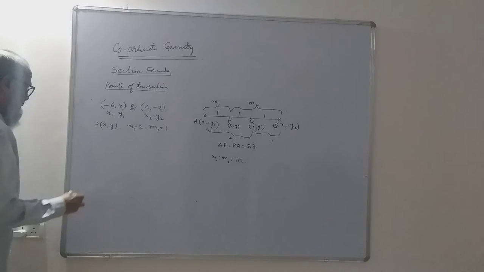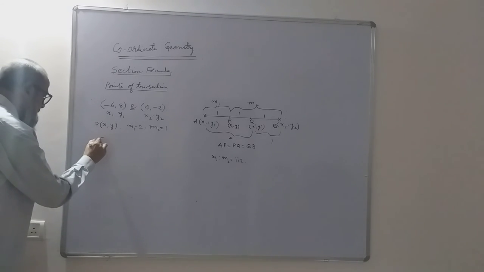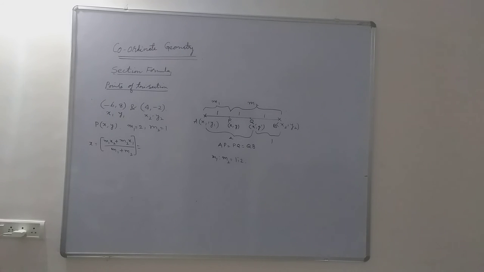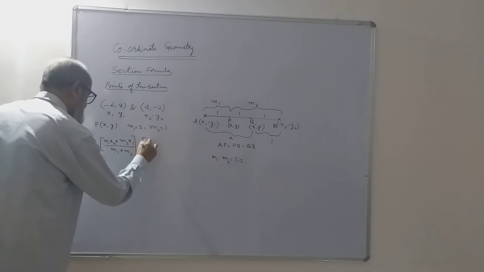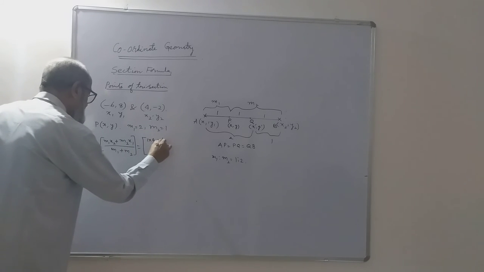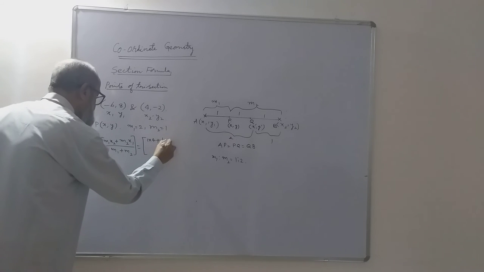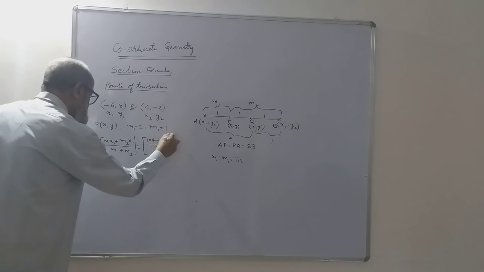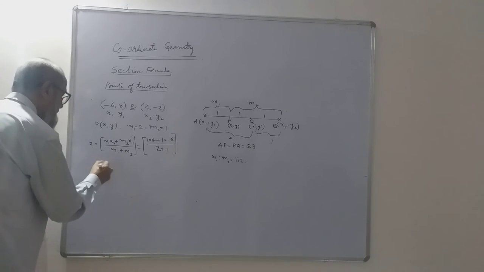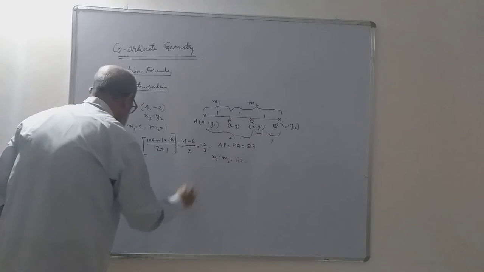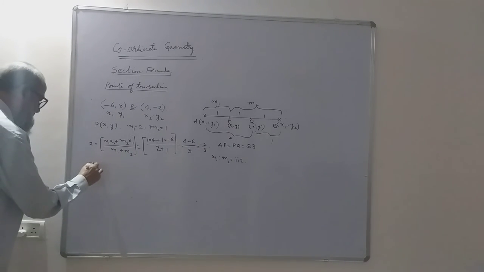2 is to 1. Now, the formula is X is equal to (M1 X2 plus M2 X1) divided by (M1 plus M2). This is the formula. Make substitution. M1 is 1, X2 is 4 plus M2, which is 2, into X1, minus 6, divided by 1 plus 2, that will be 4 minus 6 divided by 3, that is minus 2 by 3. That is the x coordinate, minus 2 by 3.